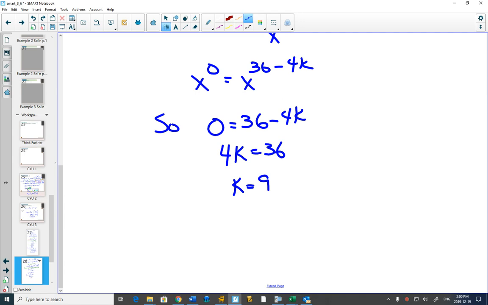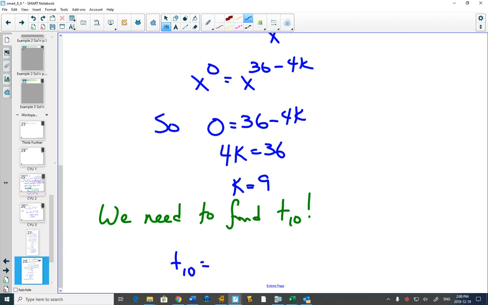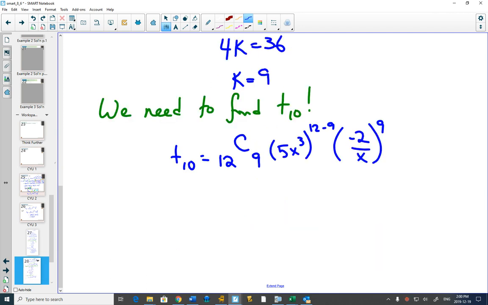So that tells us if we want to find the constant term, we need to find term 10. Term 10 equals 12 choose 9, so k is 9, 5x cubed to the 12 minus 9, and negative 2 over x to the 9.